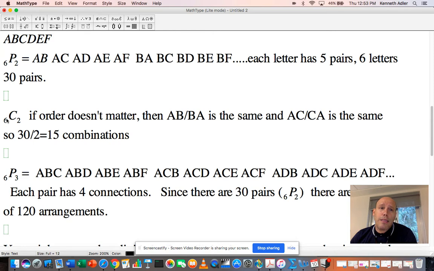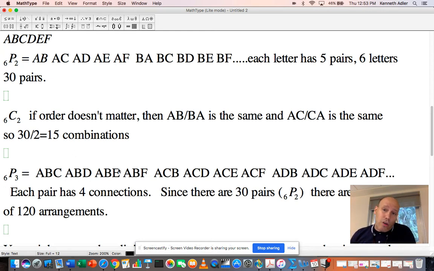Now, 6C2: if order doesn't matter, then AB and BA are the same, AC and CA are the same, so I can cut everything in half, and I have 15 combinations. But we know from the formula, I'm not dividing by 2, I'm dividing by 2 factorial. So let's see what's going on with 6P3.